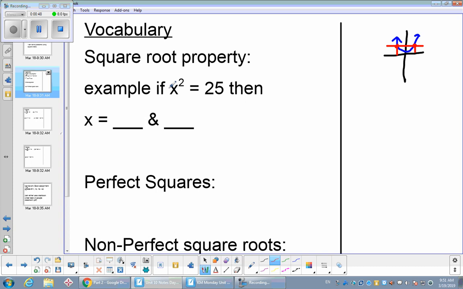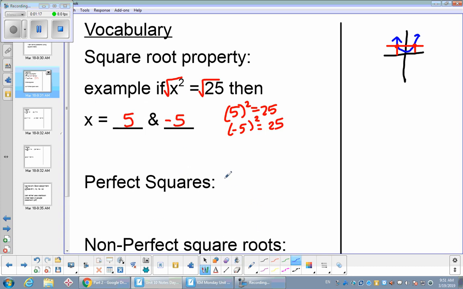So the square root property is basically telling you that anytime you have an x squared, you should get 2 answers. In this case, the square root of 25 is 5, because 5 times 5 is 25, but it's also negative 5, because negative 5 times negative 5 is 25. Or in other words, 5 squared equals 25, and negative 5 squared also equals 25. So that's how we get our 2 answers, right?